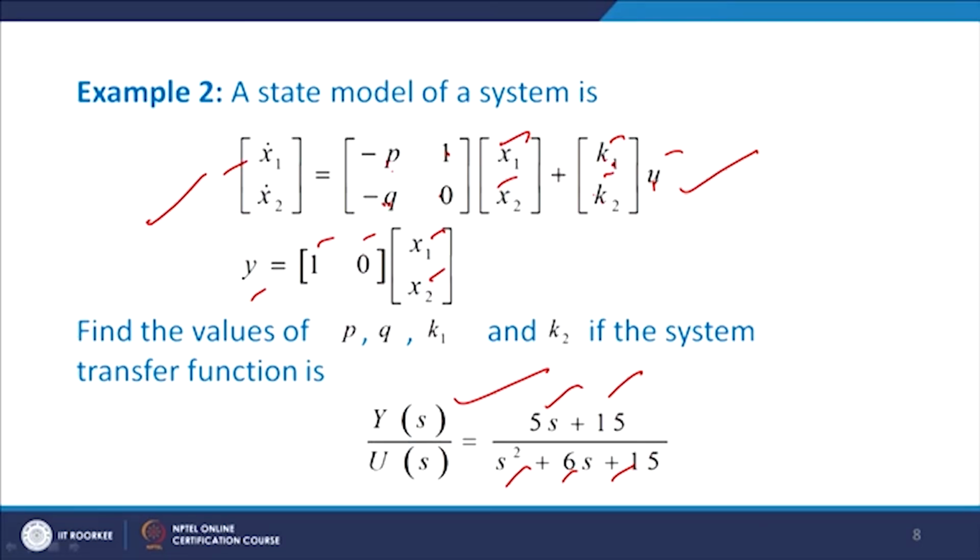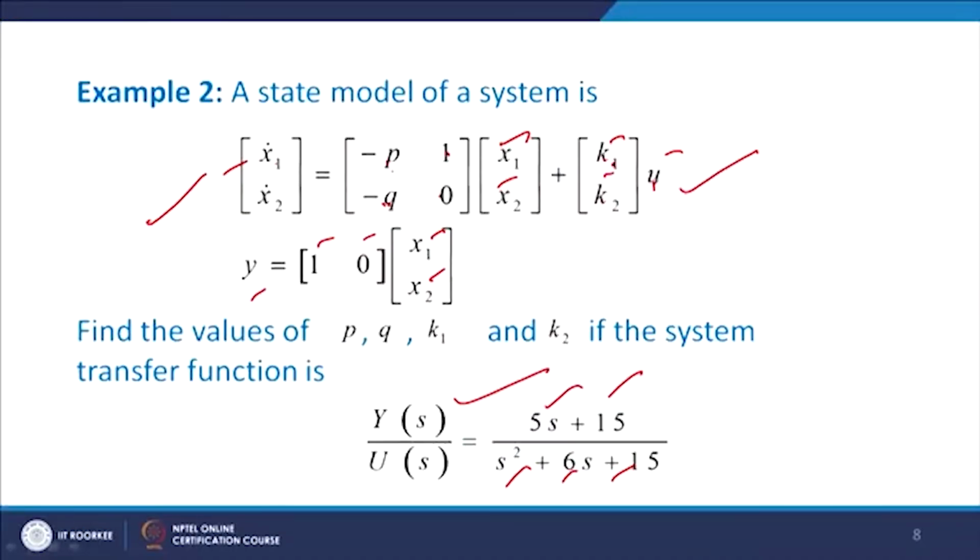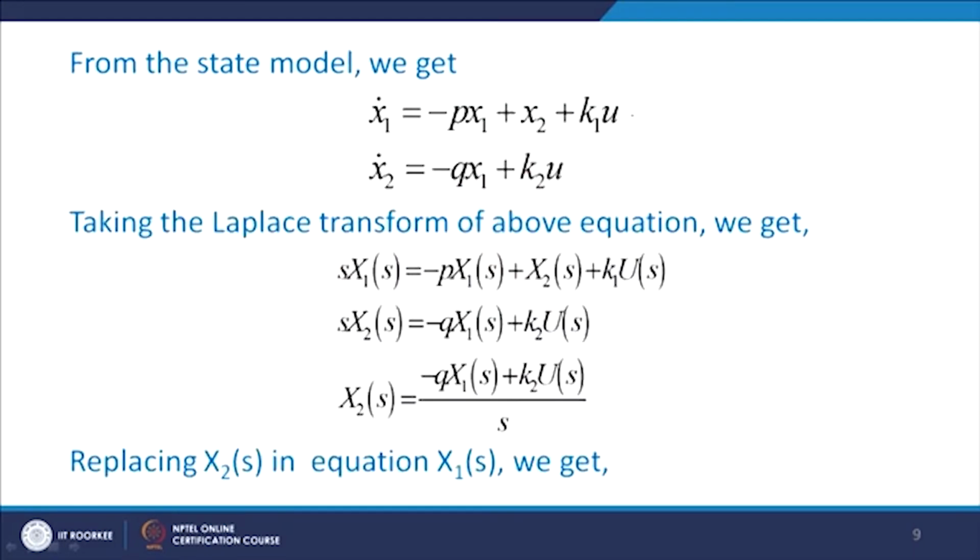So, how will you do it? The first step is we will solve these equations. x1 dot equals minus p x1 plus x2 plus k1 into u, and x2 dot equals minus q x1 plus 0 into x2 plus k2 into u. Just see, this is written in the time domain. So, when it is in the time domain and we want it in the s domain, we have to take its Laplace transform.